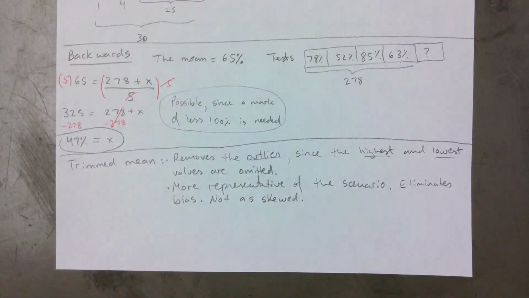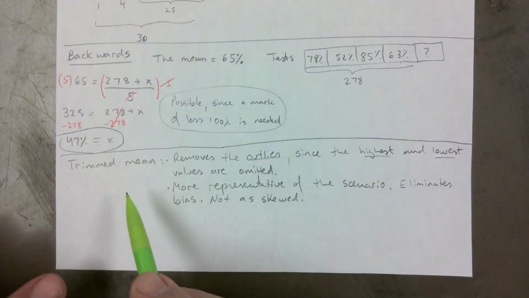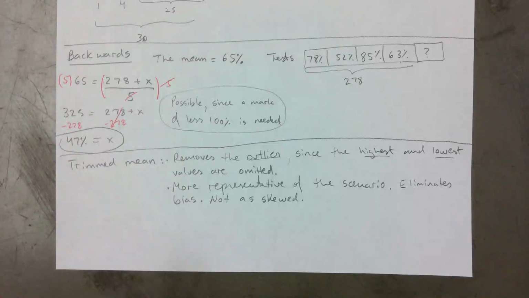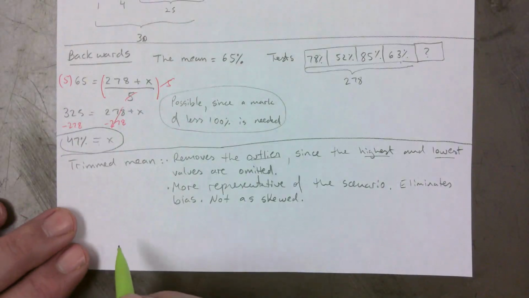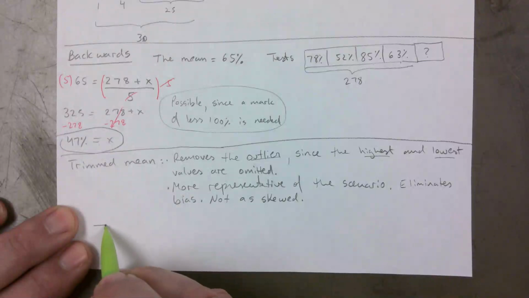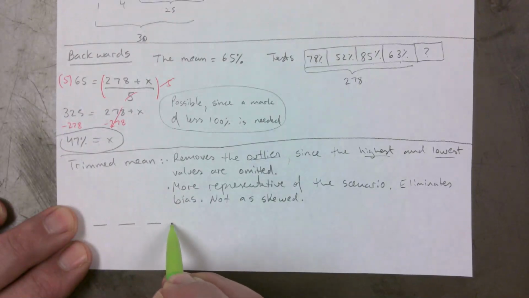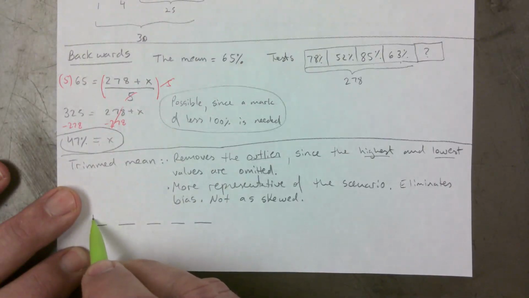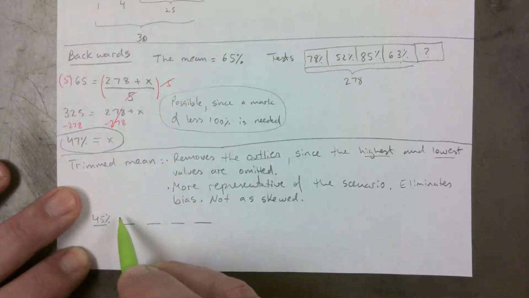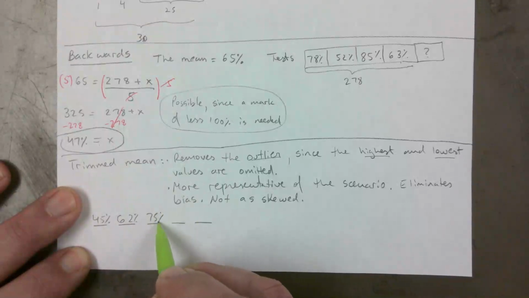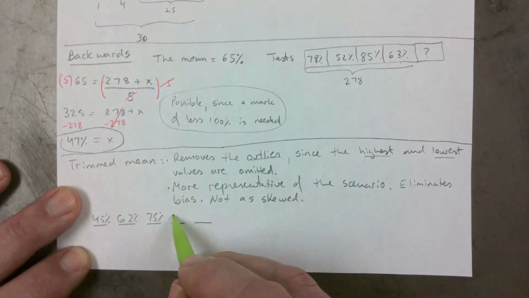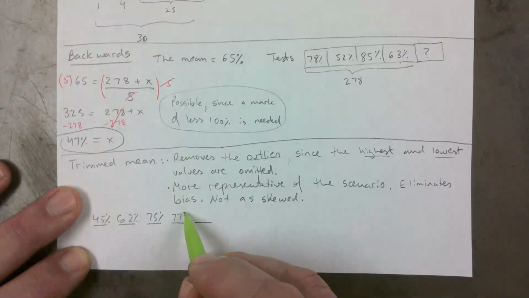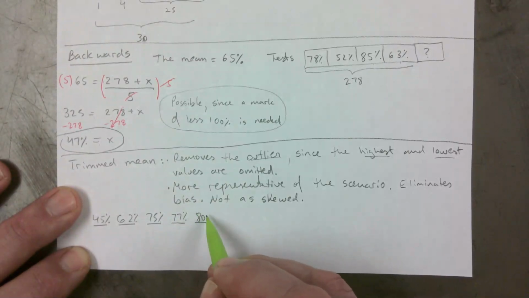However, with the trimmed mean, sometimes the province will spin it and ask you why somebody would want to use the trimmed mean. So, for example, let's have this example where we have 5 test scores. I'm going to arrange them. You've got 45, you've got 62, 75, 77, and let's say an 80.